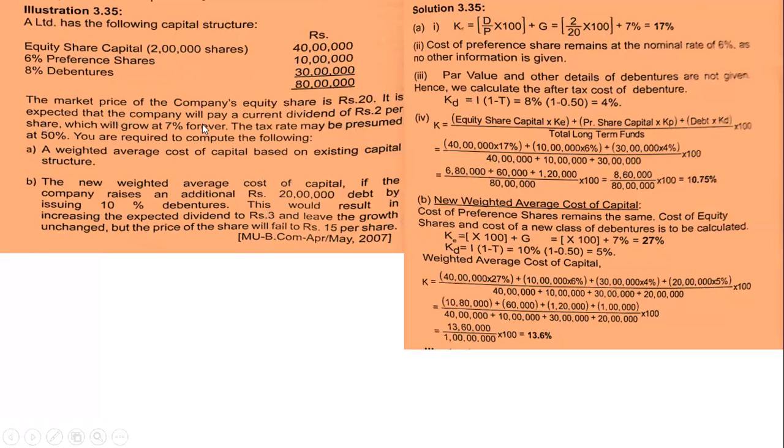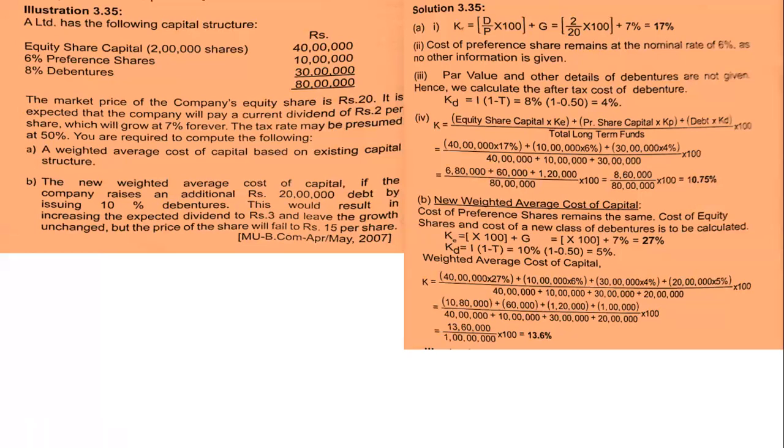It is expected that the company will pay a current dividend of rupees 2 per share, which will grow at 7% forever. That means while calculating cost of equity, we have to consider this growth rate, so we have to calculate under the dividend growth method. The tax rate may be presumed at 50%. That means we have to assume that the tax rate is 50%. Fine, we'll solve this problem. We'll discuss this problem under the first situation on the same existing capital.